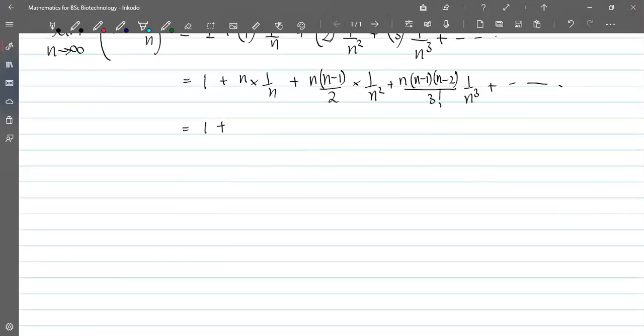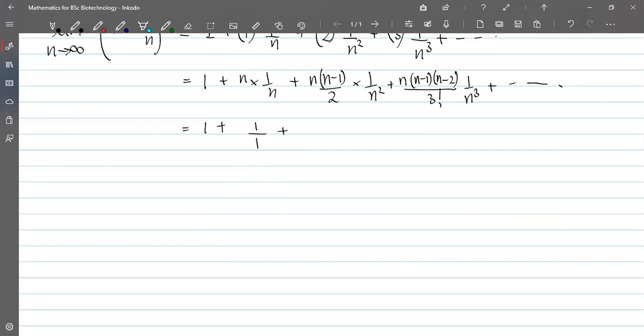Now here, as you can see, you can cancel the n. So this n can be cancelled with this, and you just get 1 upon 1. Although I'll change it later. You get 1 upon 1. I'll write this 1 here because we need to find the pattern here. So I'll not simply write 1, I'll write 1 upon 1.